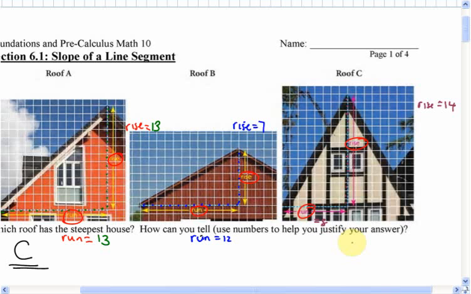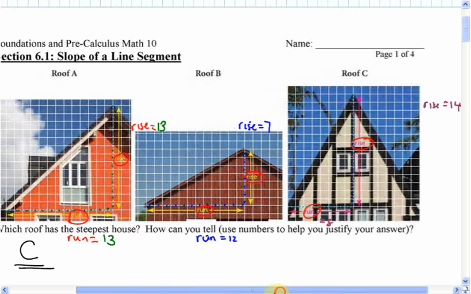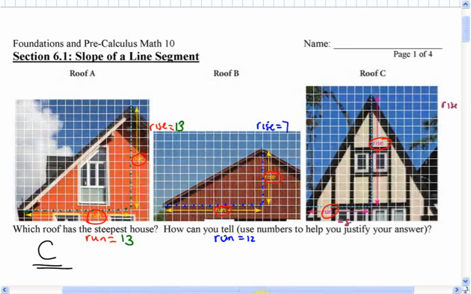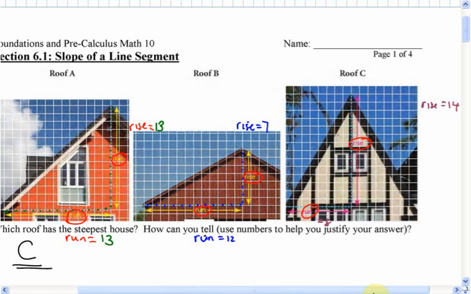Now you may be thinking, Mr. Lee, why are we using these numbers? Who cares? Well, in terms of trying to look at the steepness of the roof, you said roof C is the steepest of them all. I agree with you. Correct. But how can we use these numbers to help us determine if this is the steepest or not? What do you notice about this roof C? What do you notice about the numbers when you compare rise with run? Which number is bigger, first of all, rise or run?